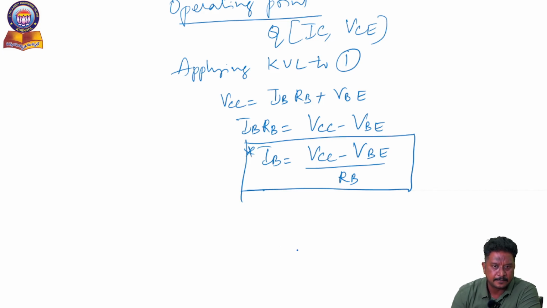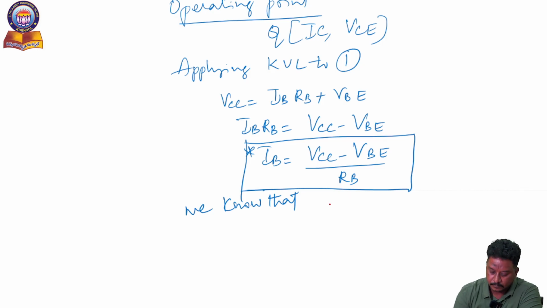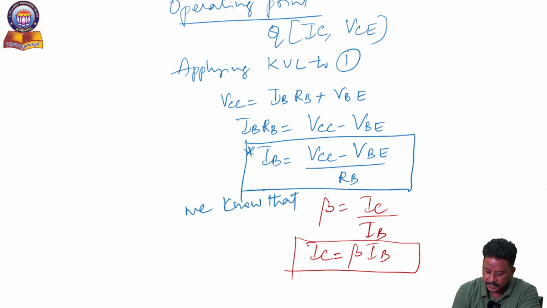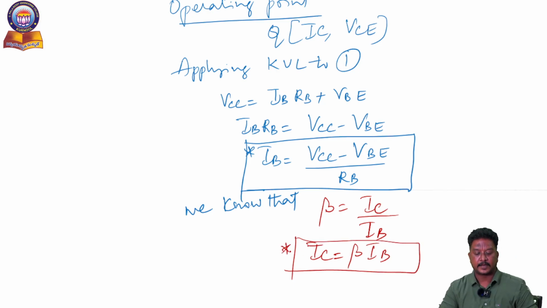Once you know IB, we can easily find IC from the amplification factor beta, which we already know. Beta is equal to IC by IB, so IC is equal to beta into IB. So from this we can locate IC. From path 1 we are locating the IC value.